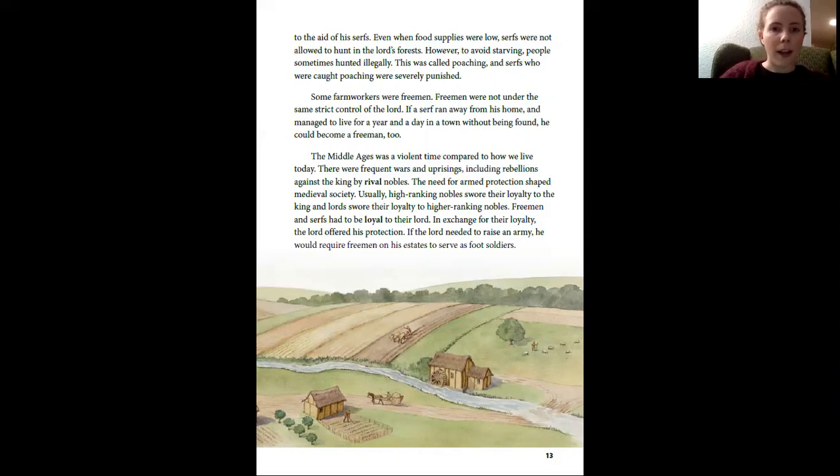The Middle Ages was a violent time compared to how we live today. There were frequent wars and uprisings, including rebellions against the king by rival nobles. The need for armed protection shaped medieval society. Usually, high ranking nobles swore their loyalty to the king, and lords swore their loyalty to higher ranking nobles. Freemen and serfs had to be loyal to their lord. In exchange for their loyalty, the lord offered his protection. If the lord needed to raise an army, he would require freemen on his estates to serve as foot soldiers.